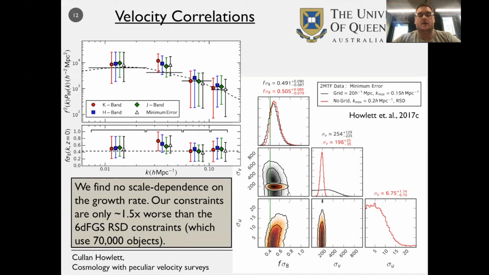Another interesting point is that our constraints are about 1.5 times worse than the 6dF redshift space distortions constraints. However, those 6dF constraints use about 70,000 galaxy redshifts. Our measurements use about 2,000 peculiar velocities. So on a galaxy by galaxy basis, the peculiar velocities really do contain an enormous amount of information on the growth rate of structure.